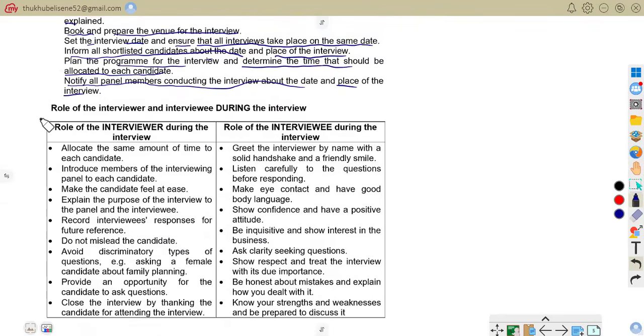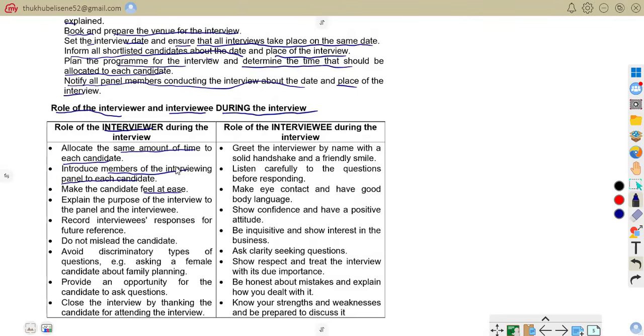So now we come to the role of the interviewer and interviewee during the interview. We are first going to start with the interviewer during the interview. The interviewer allocates the same amount of time to each candidate. Like I've said, if they are given 10 minutes, let it apply to every candidate. Introduce members of the interview panel to each candidate. So that is that. Make the candidates feel at ease.